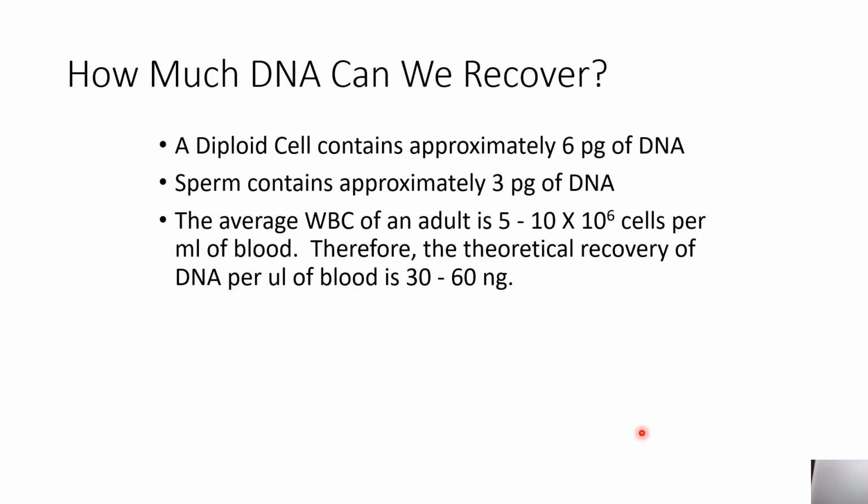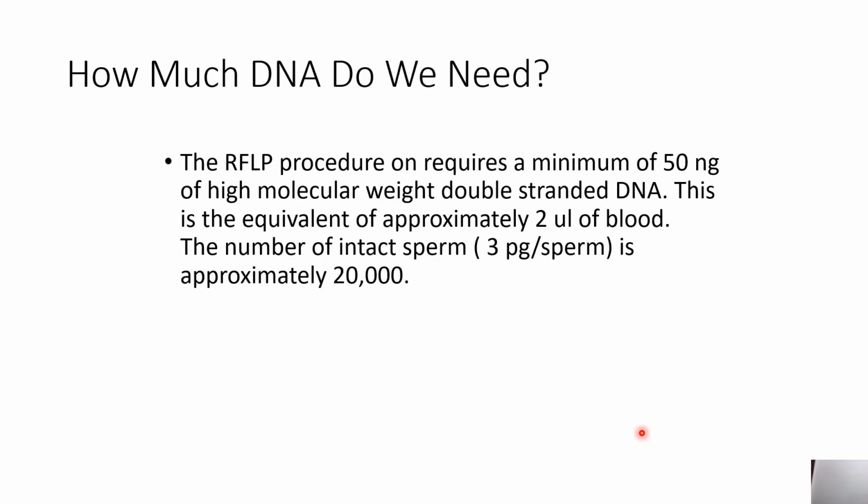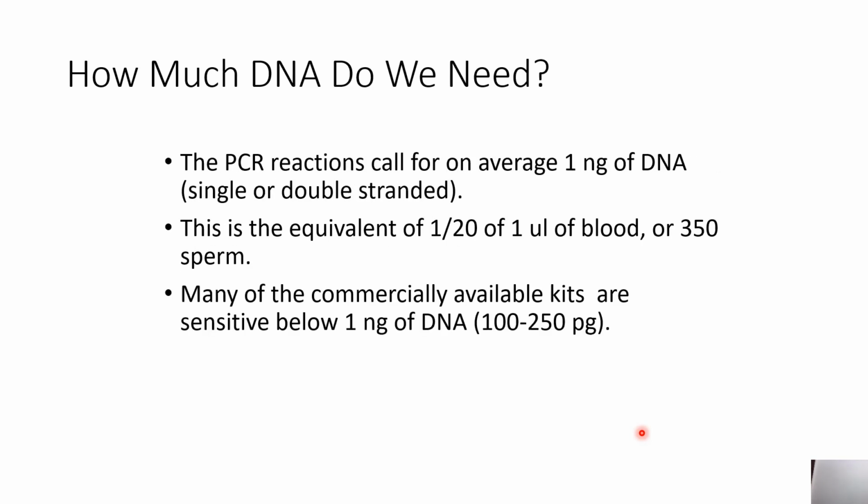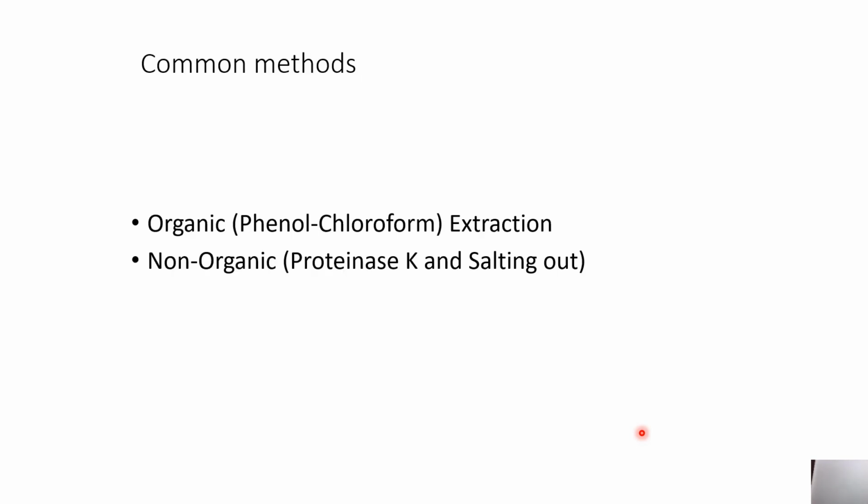A diploid cell will contain approximately 6 picograms of DNA. For example, sperm cells contain approximately 3 picograms of DNA. The average white blood cell count of adults gives this many cells per ml of blood. Therefore, the theoretical recovery of DNA per microliter of blood should be 30 to 60 nanograms. Okay. So this is a little bit of information about PCR reactions and the amount of DNA needed.